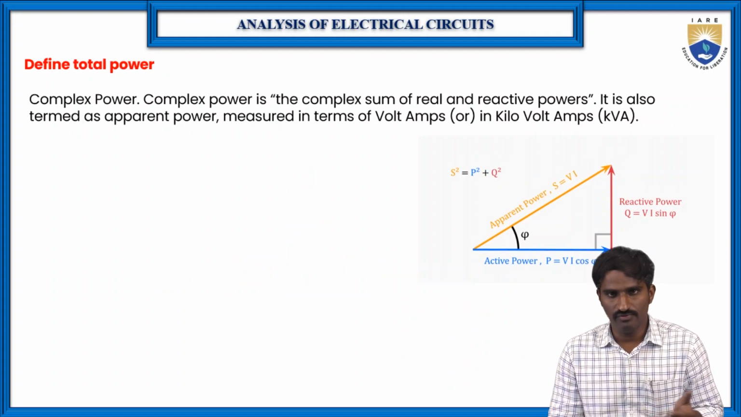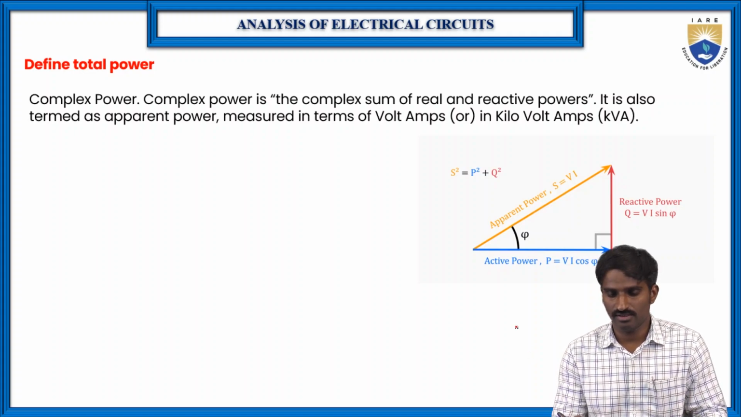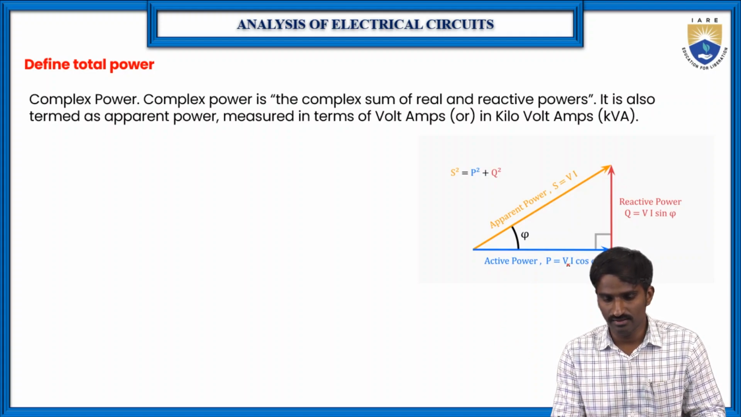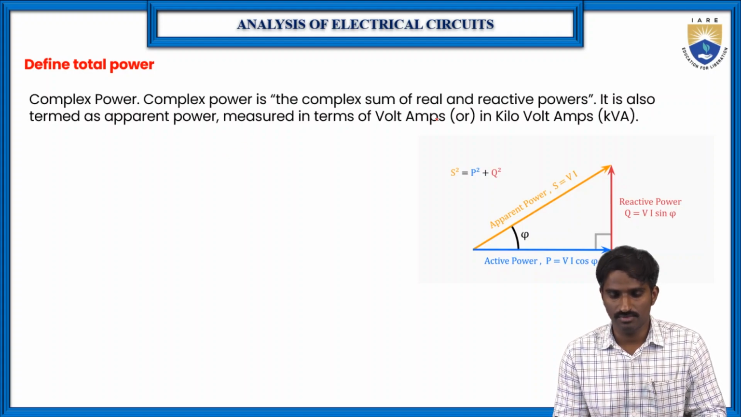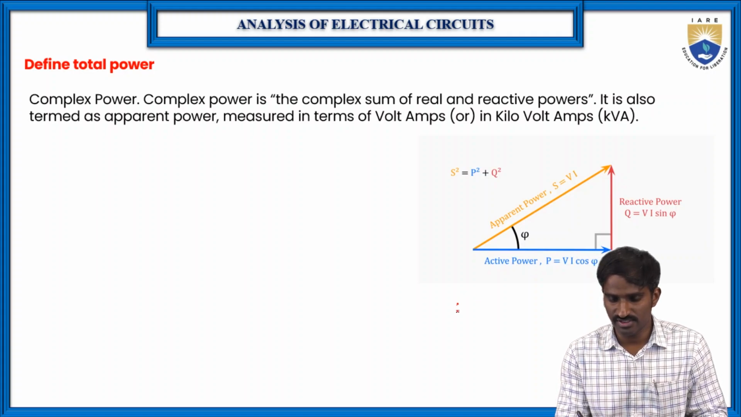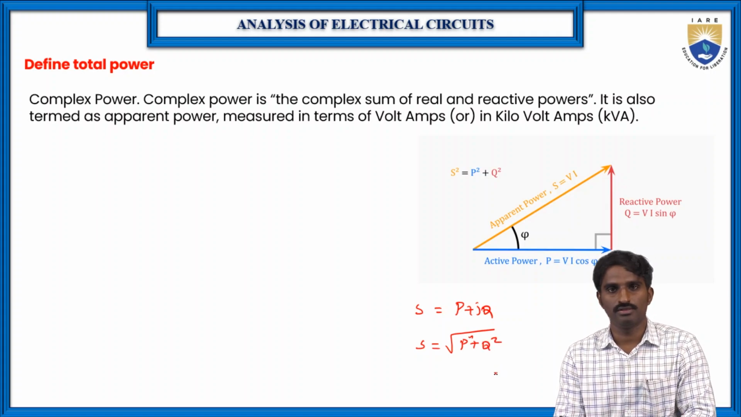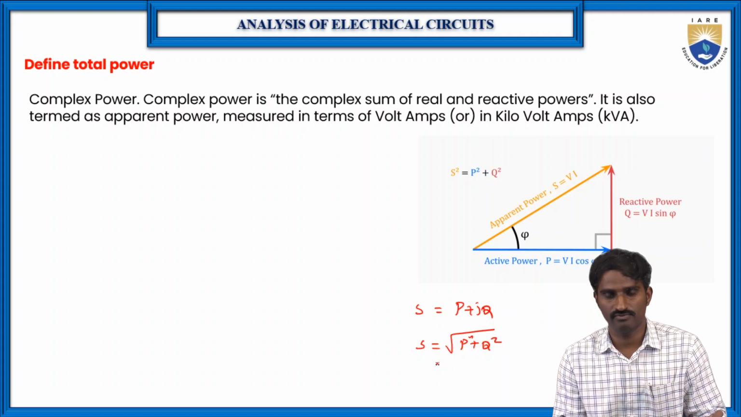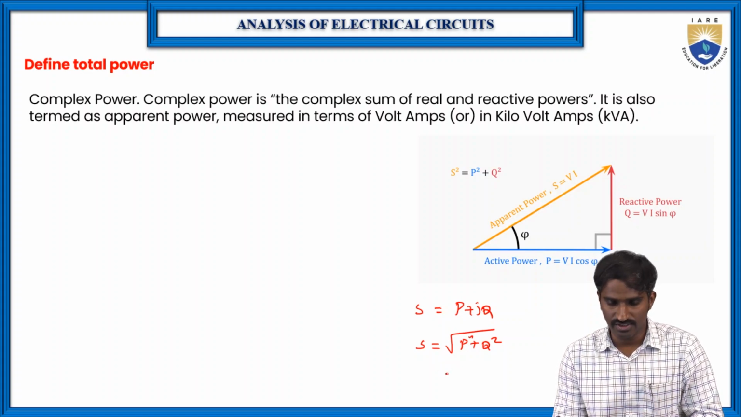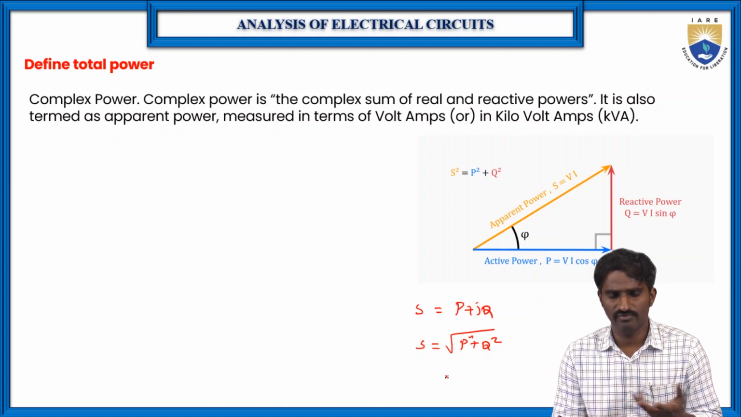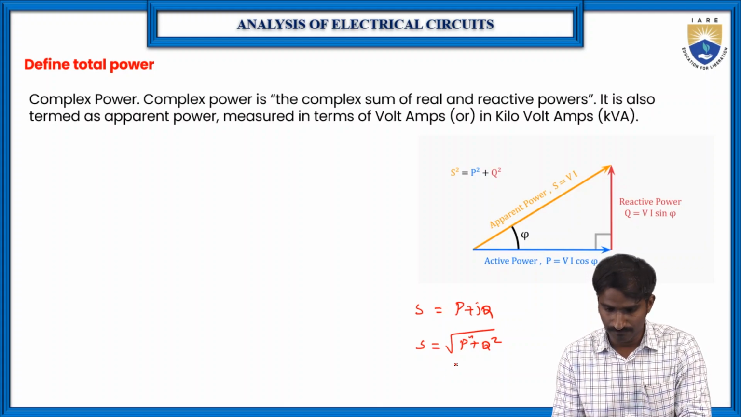Next, the total power. Just now we discussed that the total power is nothing but the complex sum of the active power and the reactive power, which means P plus jQ, which is equal to S. In other words, S is equal to the square root of P square plus Q square. So this is the definition of the total power, which we usually measure in terms of watts.